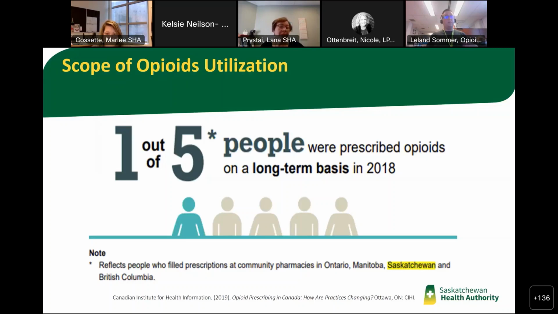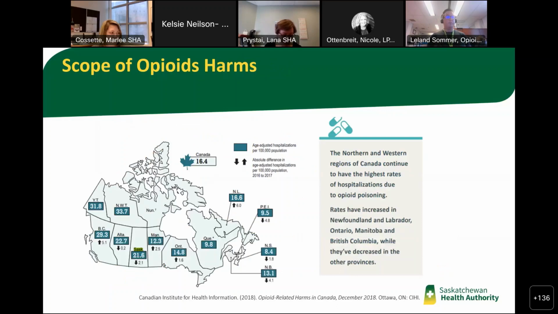Of those, 1 in 5 had a long-term opioid prescription. That would extrapolate to about 30,000 people. So I'm just trying to set the picture that opioids are all over this province, in every care setting, and why we need to know what we're looking for with opioid withdrawal.